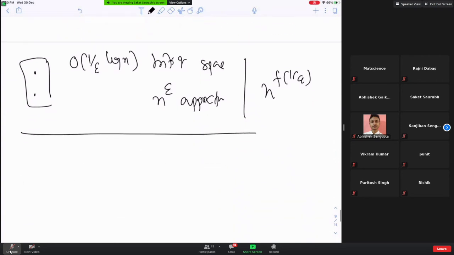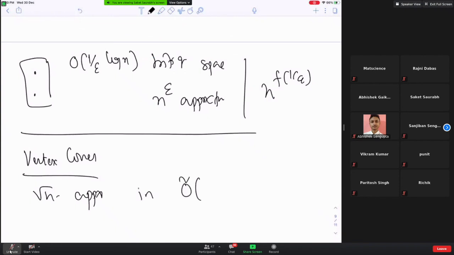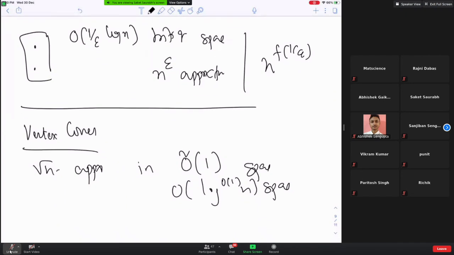So what I have only taught you is for vertex cover, square root n approximation in O tilde 1 space. Okay, let's not say that. Log n space. Any question? I think it's a good time to stop.